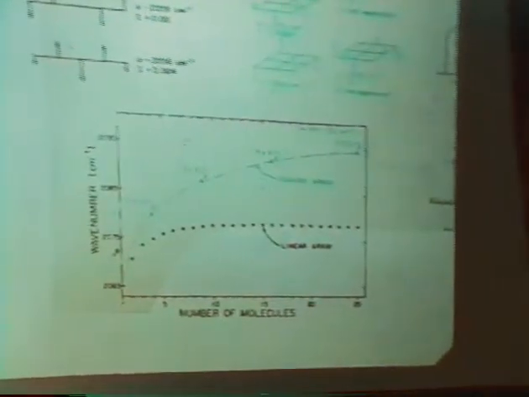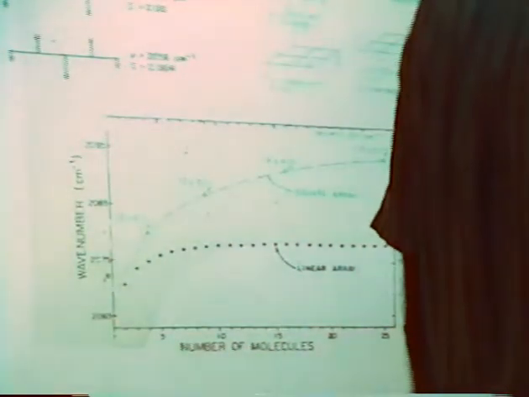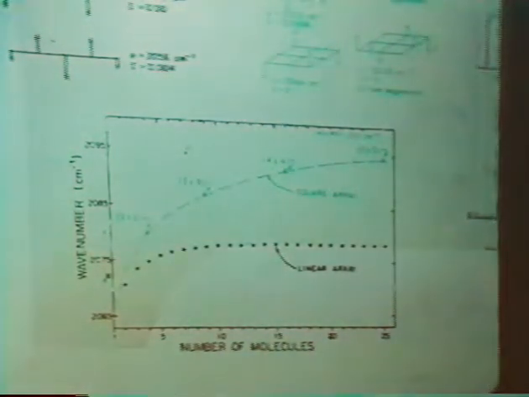And you see that when you talk about the number of atoms here, the shift from coupling is greater because a particular molecule has more nearest neighbors when you're packed in a two-dimensional array than when you're spread in a one-dimensional array.